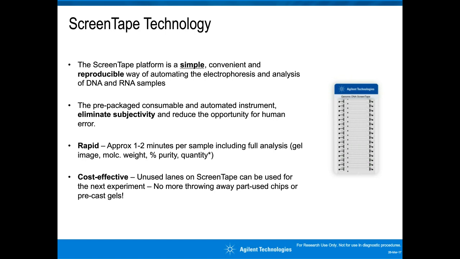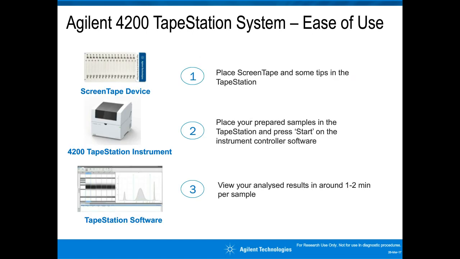The ease of use of the ScreenTape system is shown here. It's as easy as using an ATM machine. Simply place the ScreenTape device and some tips into the instrument. Add the prepared samples to it. They can be provided either in well plates or tube strips. For protection from evaporation, the plates are sealed with aluminum foil. Press Start in the instrument controller software and view your analyzed samples in about 1 to 2 minutes per sample.